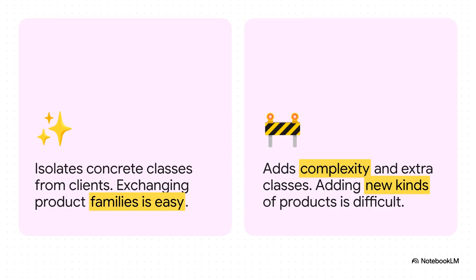But, and this is a big but, there are some downsides. It definitely adds complexity and a bunch of new classes to your project. And here's the biggest catch. If you need to add a totally new type of product, like a shield, you have to go back and change the main abstract factory interface. And that means you have to update every single one of your concrete factories. That can be a real pain.